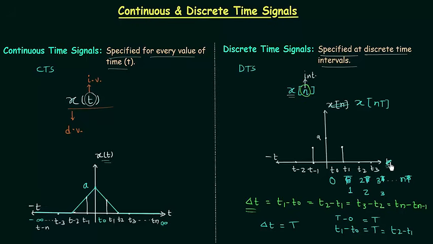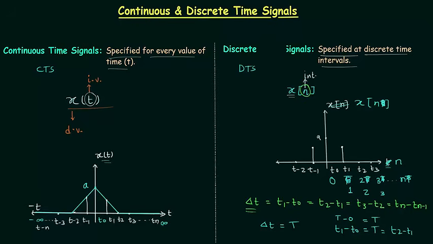So this axis is now for integer n, and from this representation also we will remove T. So the y-axis is for x[n] and the x-axis is for n, and we have the integer values like 0, 1, 2, 3 and so on. I hope you now understand why we have integers as the independent variable in the case of discrete time signals. So this is all for discrete time signals and continuous time signals.